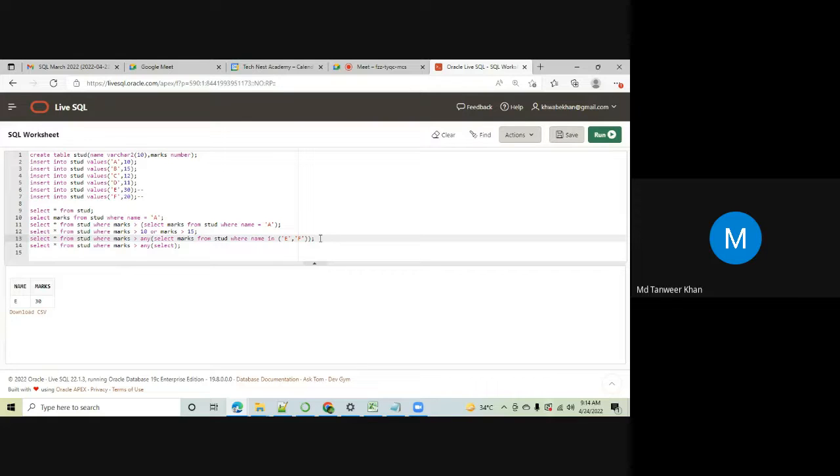Okay, so this is all about ANY. ANY means you have a range of values, and when you want to match any particular condition, you can use it. It is greater than; if you want less than, you can use less than as well. Let me show you for less than. This is a less than operator. From this, you are telling it to fetch those marks which are less than either the marks of E or less than the marks of F.